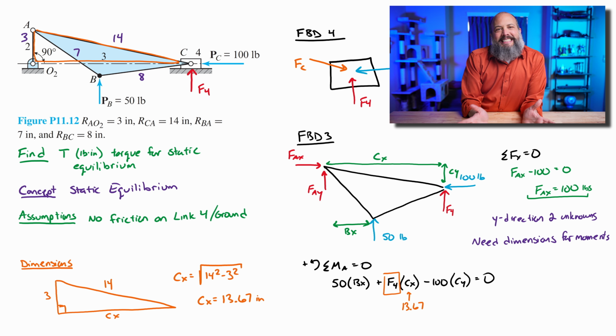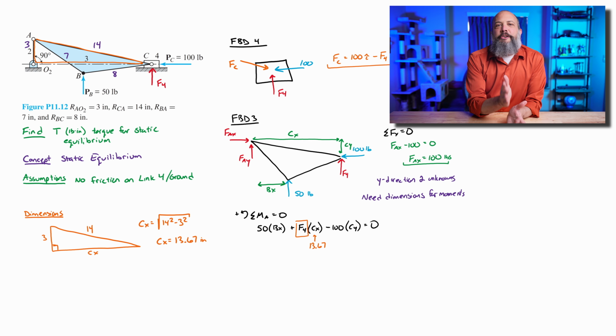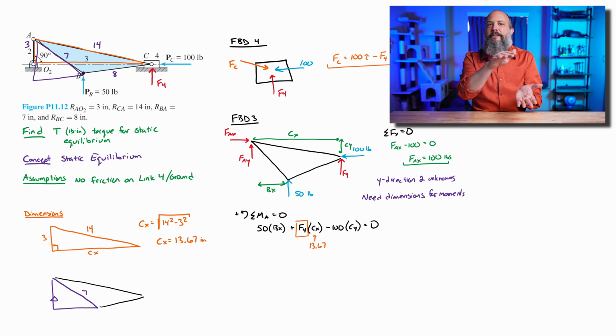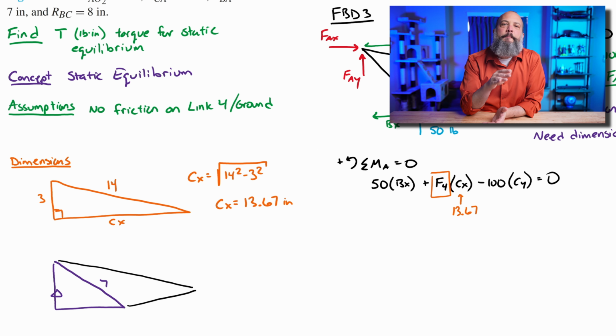Now I'd love to do that same thing for the other triangle, the one that has 7 as a hypotenuse, but I don't know the angles, right? And I don't know the vertical length. That height 3 only goes to O2, but point B is below O2. So I don't actually know the height from B to A.